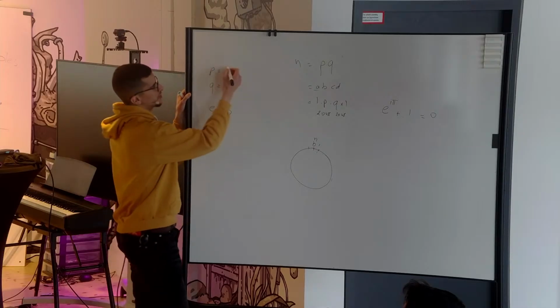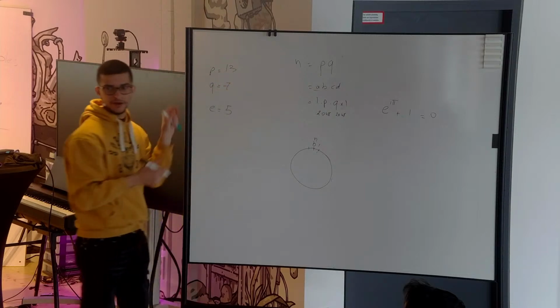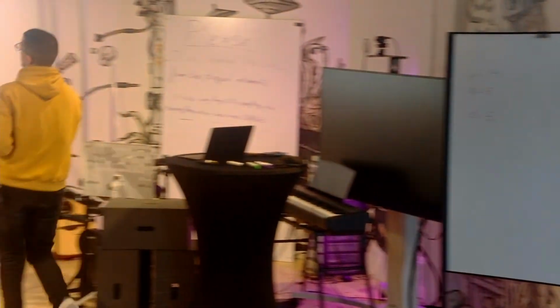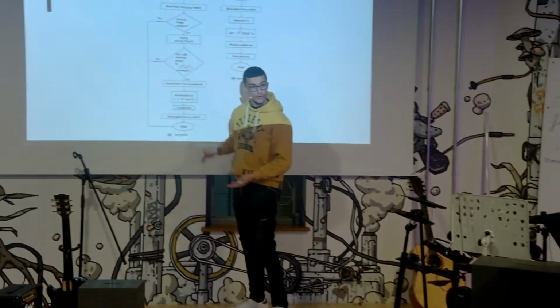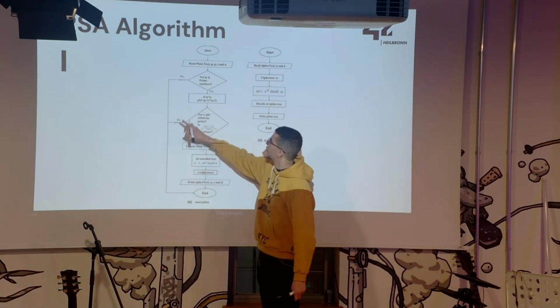I'm just going to choose any random numbers. Let's say P is 13, Q is 7, and E is 5. Just small numbers because they are easy to calculate. Now we check whether P and Q are primes. Are P and Q primes? Nice, they are primes, so we continue.